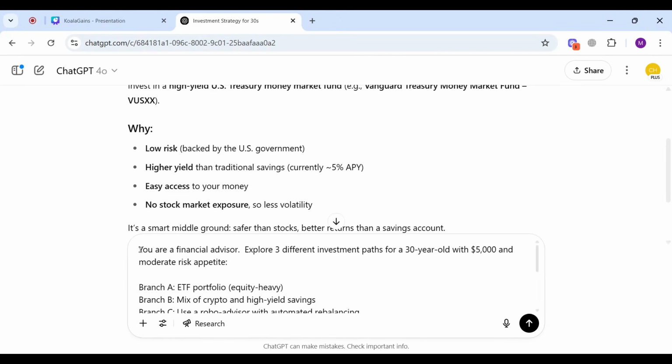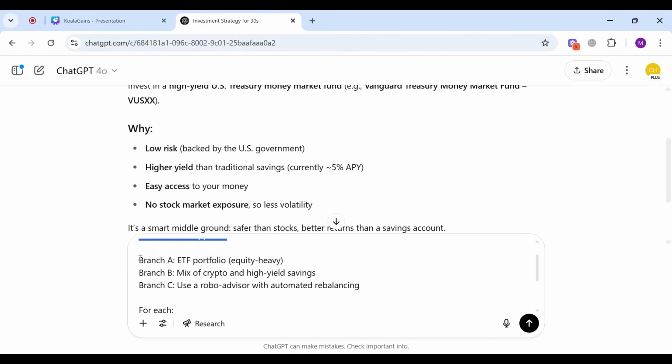Okay. So I'm starting my prompt by writing, "You are a financial advisor." This is a main rule that we have been following regardless of any technique. This brings in domain expertise in the answer. We asked the LLM to explore 3 different investment paths. You can ask the LLM to explore more options for you if you want to. Then we ask it to explore those investment paths for a 30-year-old with $5,000 and moderate risk appetite. We tell it all the branches that we need it to explore for us.